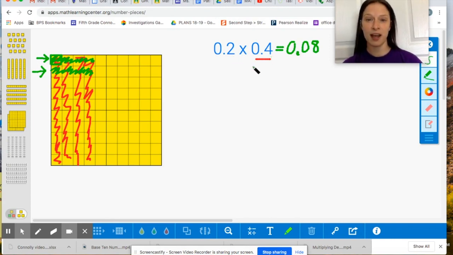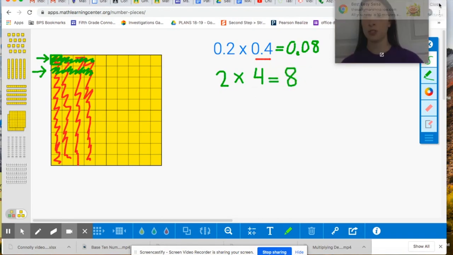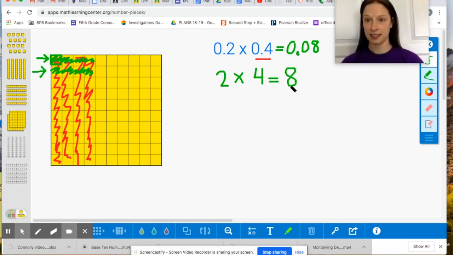Okay, then we have this idea to grapple with: would my decimal fit here at 8/10? It wouldn't make any sense because we didn't have 8/10 of the brownie to start with. Okay, so let's make the connection to what we've already learned about what's happening to the factors. If I was thinking about these two numbers as whole numbers, I would be able to multiply 2 times 4 and get 8.